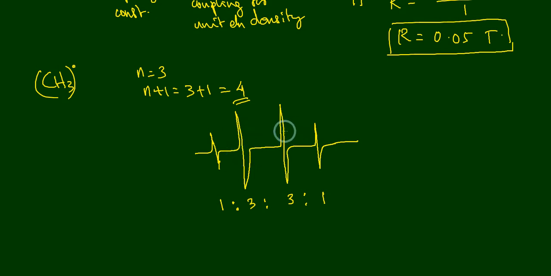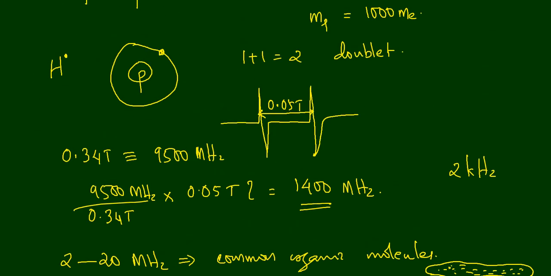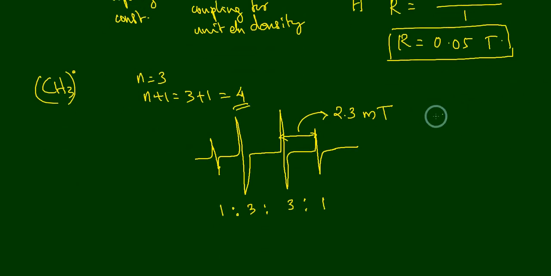And if you are measuring the distance between the two peaks, that is the coupling constant, and in this case the coupling constant is 2.3 millitesla. And what was the coupling constant that we observed in the case of the hydrogen? It was 0.05 Tesla. And here we are seeing 2.3 millitesla, which is much smaller than 0.05 Tesla.